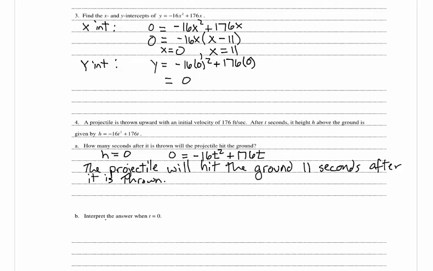And in B, it says, interpret the answer when t is equal to 0. So when t is equal to 0, we found above that when we plugged 0 in for x, which now our x is t in our equation, the output was also 0. y was 0, and in this case h is 0. So we could say that when t is equal to 0, h is also equal to 0. The interpretation in this problem is that when t is equal to 0, the projectile is thrown upward.